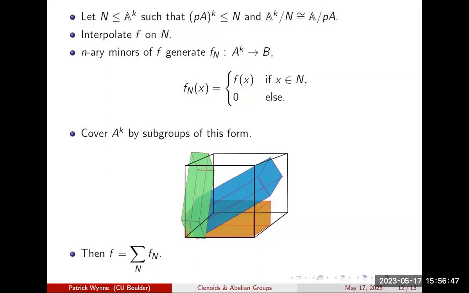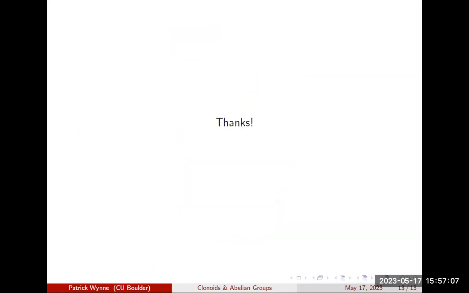So we don't quite have the full picture, but we're almost on the way to showing that, well, maybe, I'm not sure if it's true, but maybe if we have two abelian groups of coprime order, then always the number of clonoids between them is finite. So that's all I have for now.